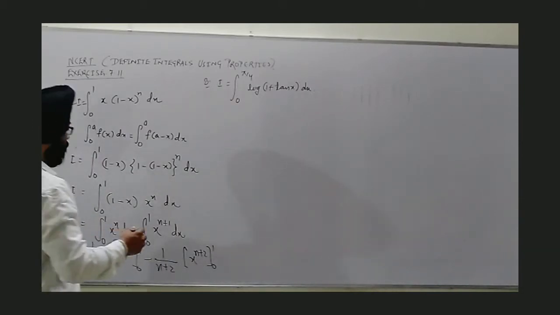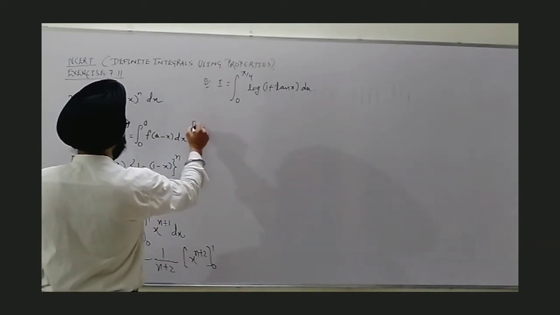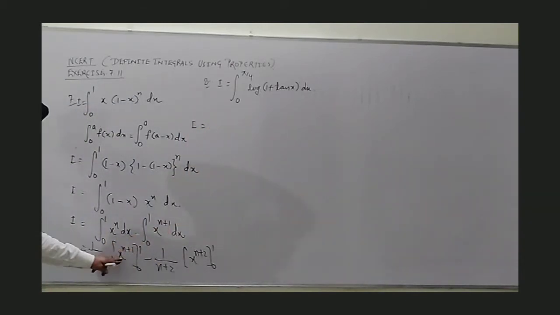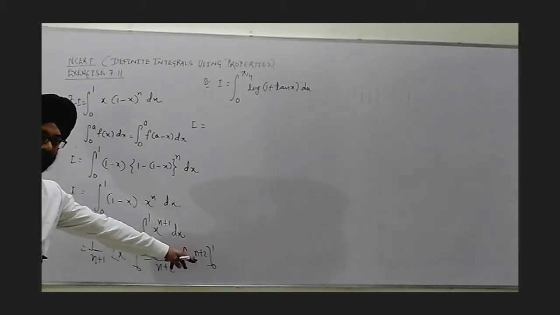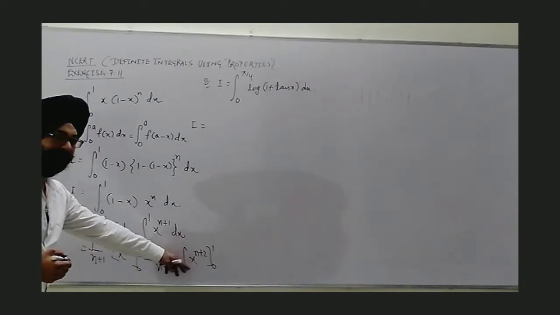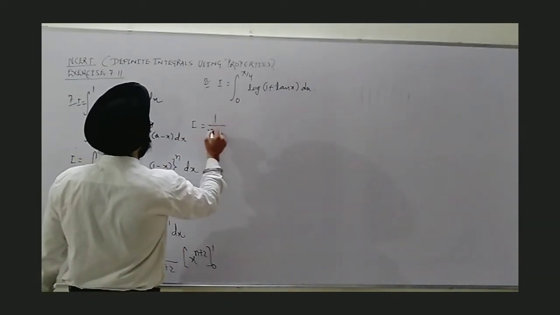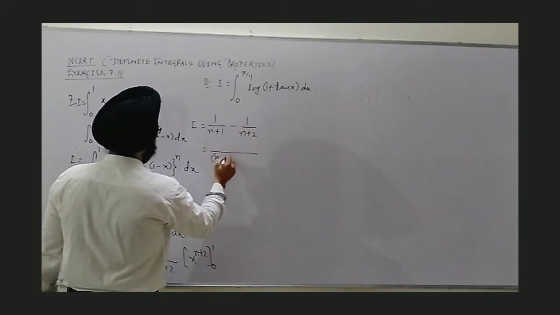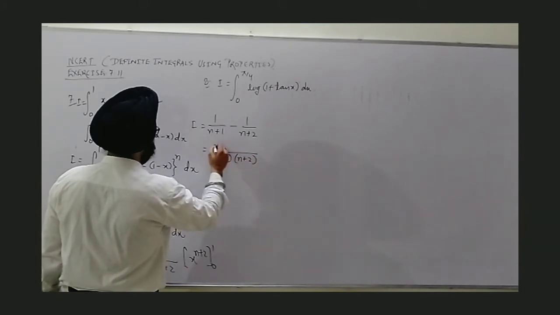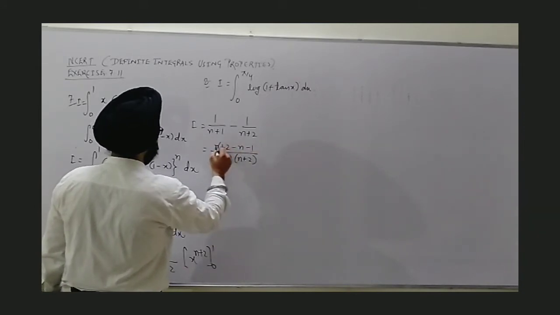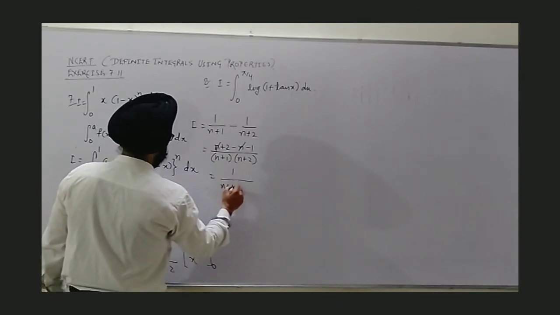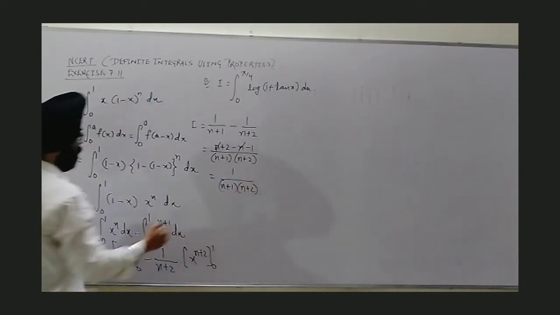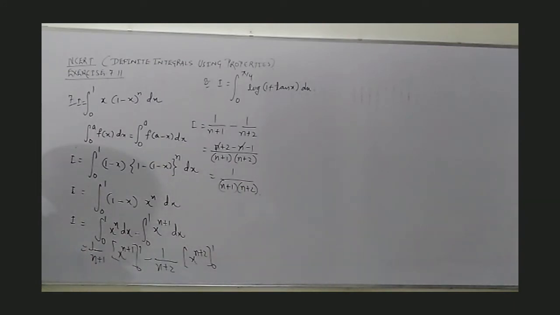To solve that, from the first term, if I put 1, obviously 1 raised to any power will be 1 as it is, and 0 remains 0. The same we get from the second bracket, means each bracket is giving us 1. So that's why we get 1 upon n plus 1 minus 1 upon n plus 2. Further, we can take LCM to get the simplest form of the answer, n plus 2 minus n minus 1, 1 upon n plus 1 n plus 2. It gives us the final value of the integral using a property.